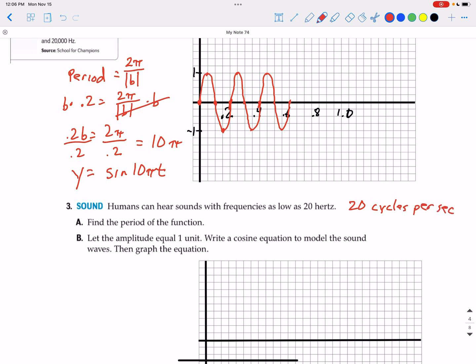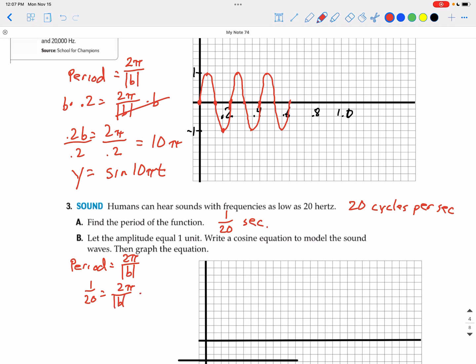So in 1 second, 1 cycle occurs in 1/20th of a second. That is the period. 1 cycle is 1/20th of a second. Then we're going to write a cosine equation to model the sound waves. So since we know the period, we'll do period equals 2 pi divided by the absolute value of b. So that'll be 1/20th equals 2 pi divided by the absolute value of b.